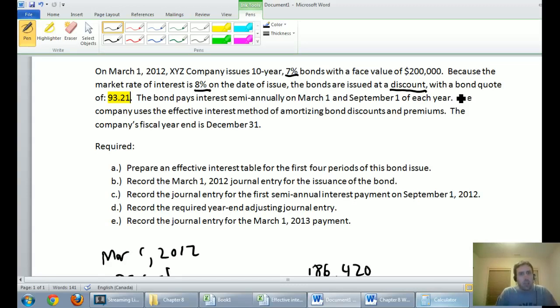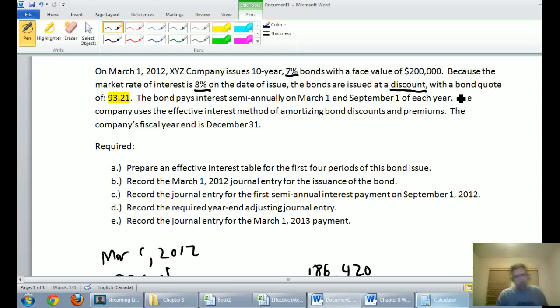The company uses the effective interest method, and I want to be clear about this. Some texts will talk about the straight line method. IFRS and Canadian GAAP strongly, I think they actually make you use the effective interest rate method. They say you can only use the straight line method if it's not materially different than the effective interest method, but people have moved to this method, and that's the one I'm going to look at. I'm not going to do the straight line method for bond amortization, or for discount amortization. The company's fiscal year end is December 31st.